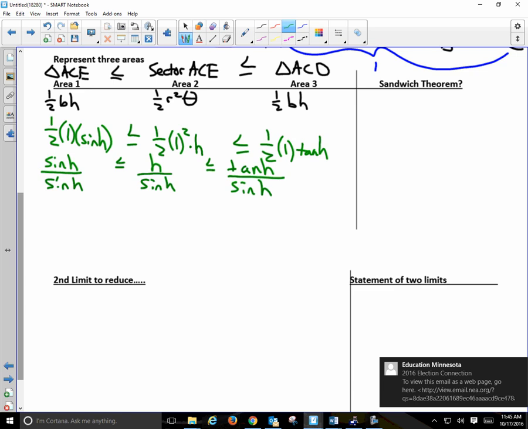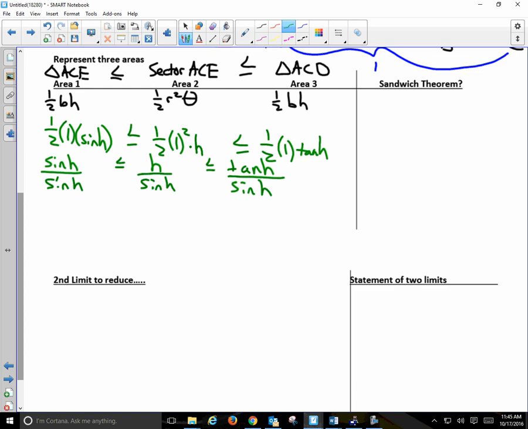Yep. Now, what's sine of h over h? Or sine of h over sine of h? Is less than h over sine of h. Ooh, tangent over sine. Secant.